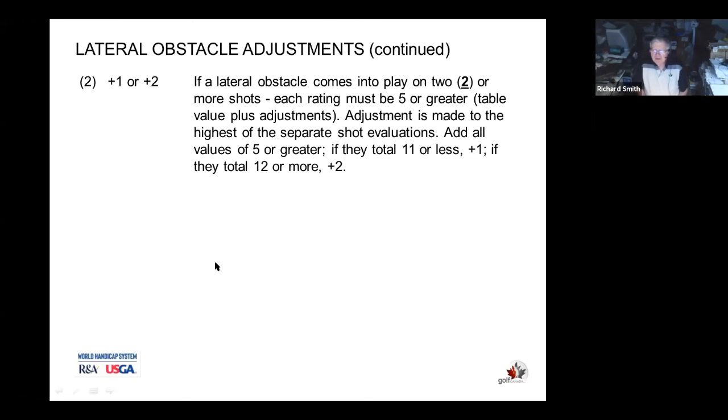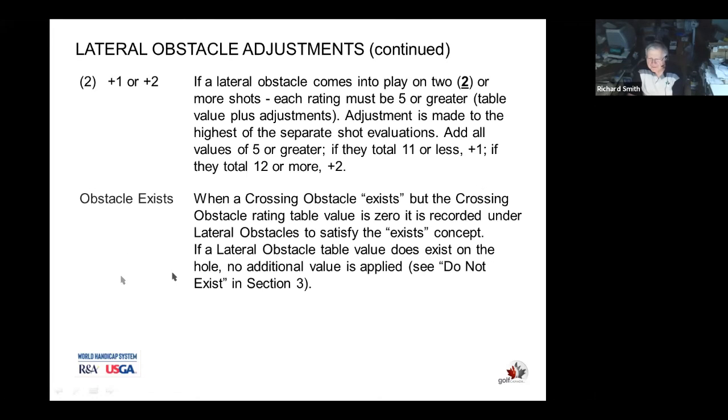And if lateral obstacles occur on 2 or more shots, this is going to happen quite a bit when you've got any of your 3-shot or more holes. There's going to be the possibility of lateral obstacles on 2 or more shots. And again, if they each have to be 5 or greater, we add them together. If they total 11 or less, the value of the adjustment is +1. If they total 12 or more, it's +2. And obviously we apply it to the highest of the separate ones.